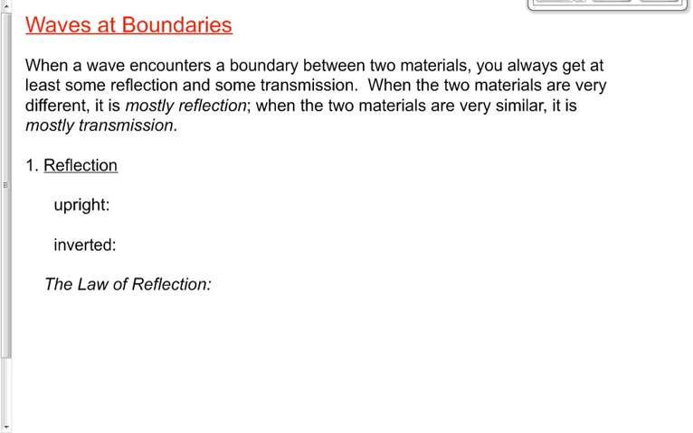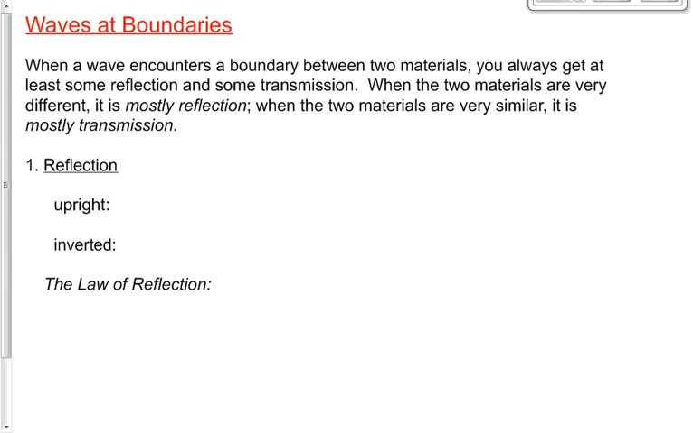If we were to attach two slinkies together, send a wave down one slinky, what would happen when it hit the boundary between that slinky and the other slinky? Well, most of it would keep going because the two slinkies are very similar. Most of it is transmitted when they're very similar. Most of it is reflected when the two materials are very different. Let's take a look at the part that's reflected.